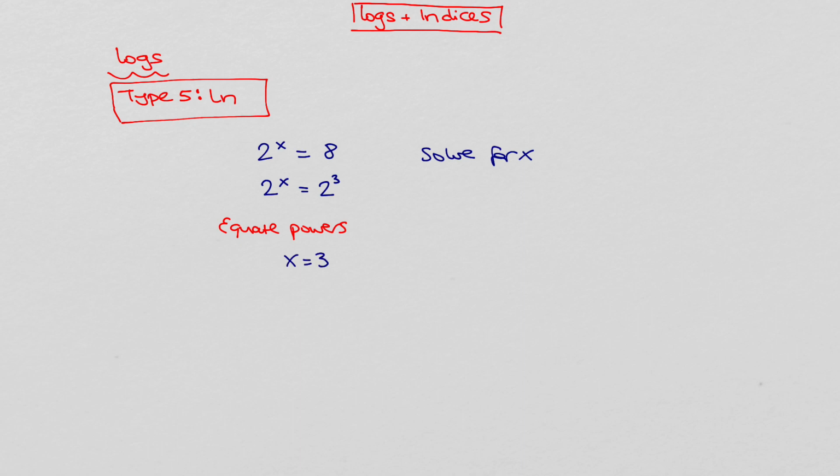So in these examples today that we're going to be looking at, we're not actually going to be able to take both sides to the same base. So we need to apply our log rules instead to help us solve for the unknown variable power.